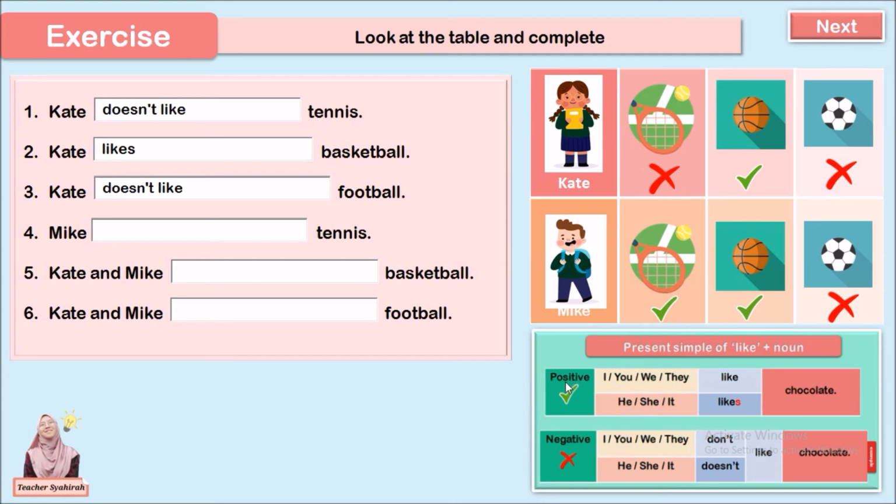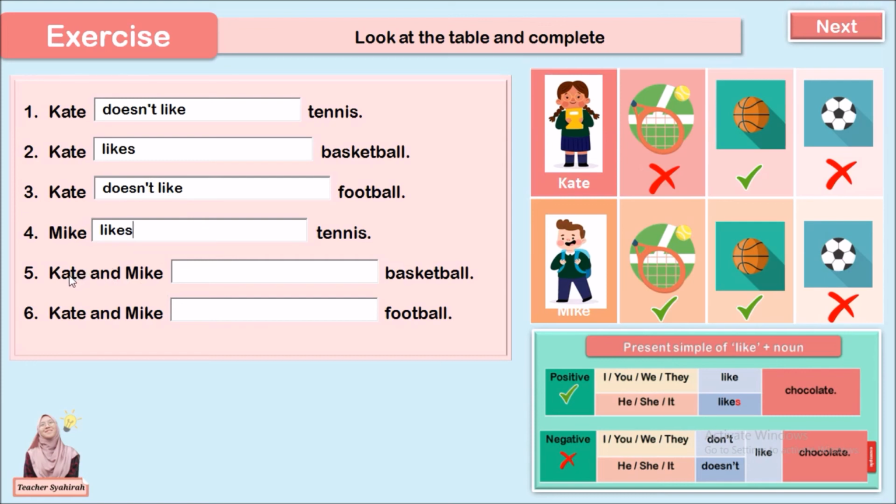This one is correct, right? Positive. He likes tennis with S. Don't forget to add S. He likes tennis. Okay. Remember, kalau dia tak suka, tak perlu tambah S. Kalau dia suka sahaja, tambah S. Kalau negative and question, no need to add S for he, she, it.